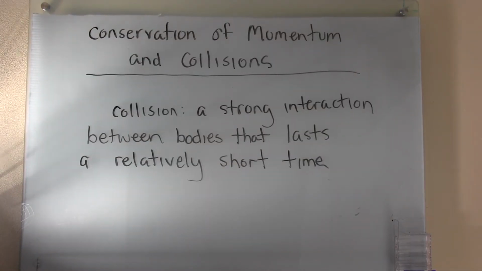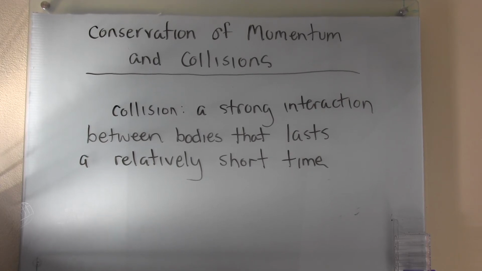Conservation of momentum and collisions. In this case, we are going to define a collision as a strong interaction between bodies that lasts a relatively short time. And if in our collision the forces between the colliding bodies are much larger than any external forces, and this is the case with most collisions, we can ignore the external forces and treat the bodies as an isolated system. And as we know, in an isolated system, momentum between the bodies will be conserved.